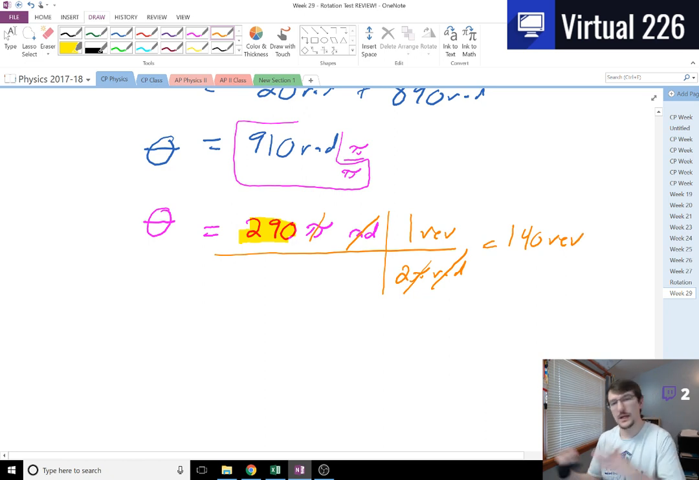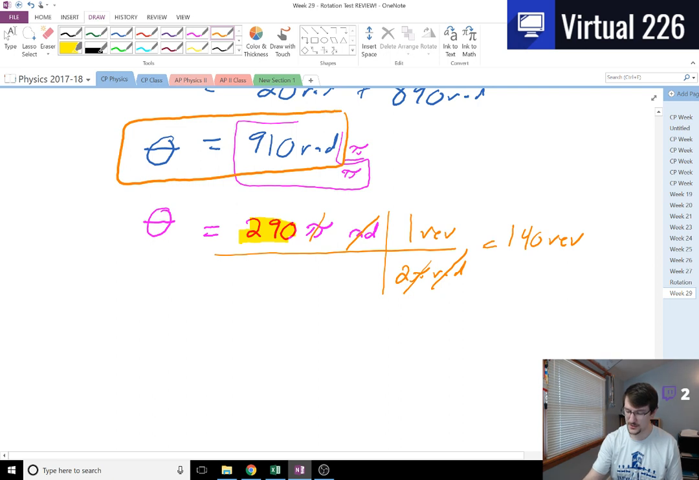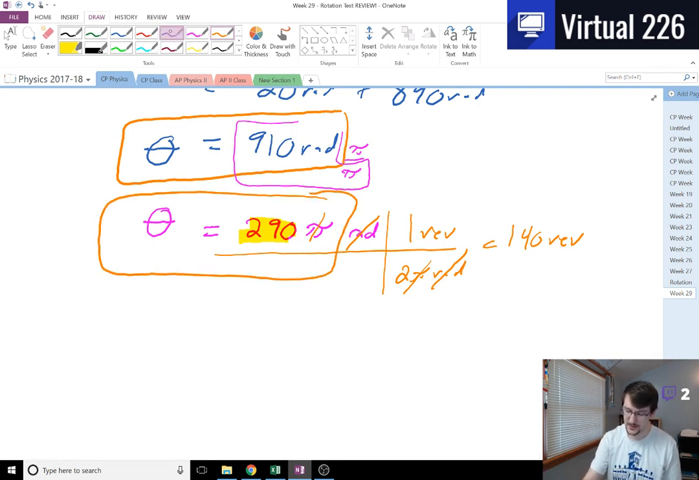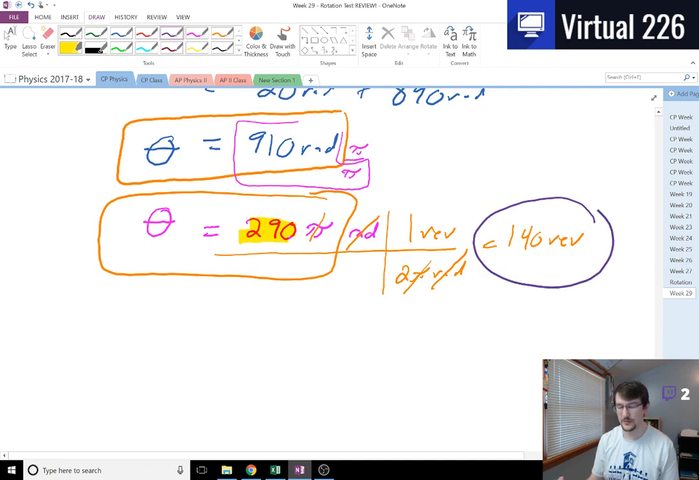So either way you want to slice this, it's fine. Honestly, if you just put 910 as your answer, I'd accept it. If you wanted to put the 290 pi as your answer, I'd accept it. If you wanted to put 145 rev, I'd have to figure out what you did for a second, but I'd accept it too. They're all correct answers.